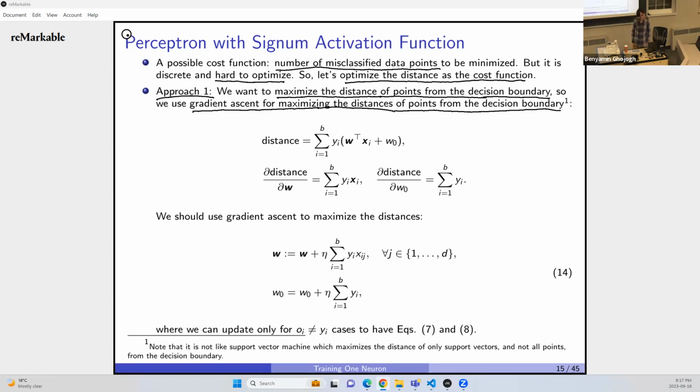It's not equivalent to SVM, what we are doing. Why? SVM maximizes the distance of only the support vectors. What is that? Let me add a page.